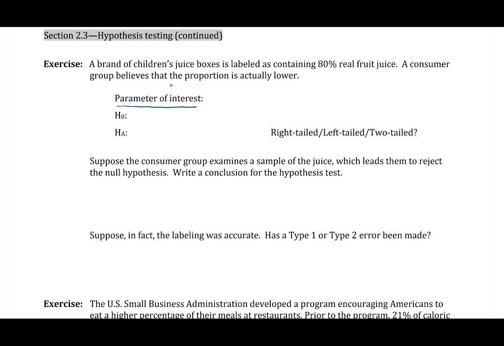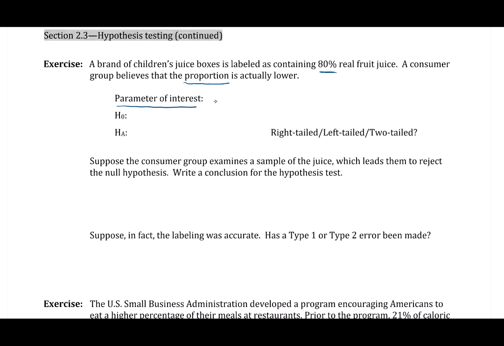In this case, you're seeing it right here. We're talking about the proportion. And we knew it back here also when we noticed that they were talking about percentages. Remember that proportion, percentages, even probabilities, you're all talking about the same thing. Another thing to notice is that this is categorical data. So we're looking at the proportion of fruit juice in the juice boxes.